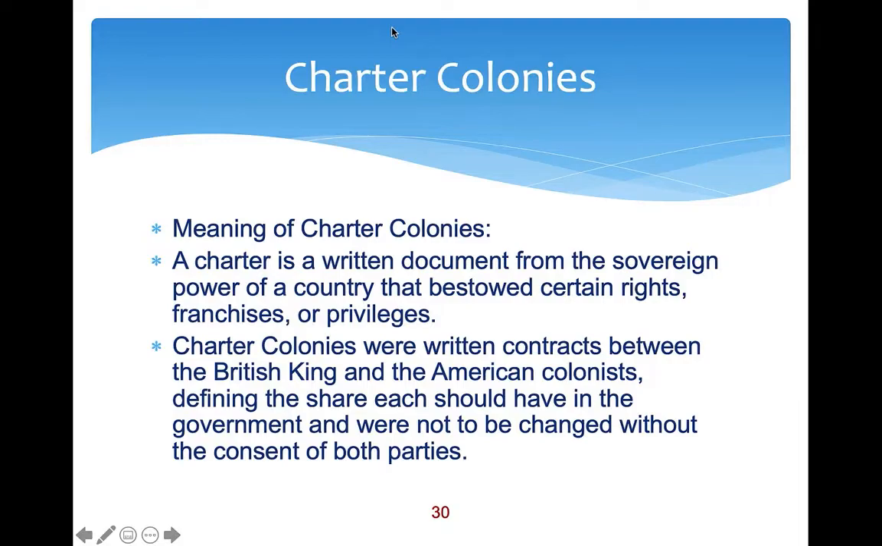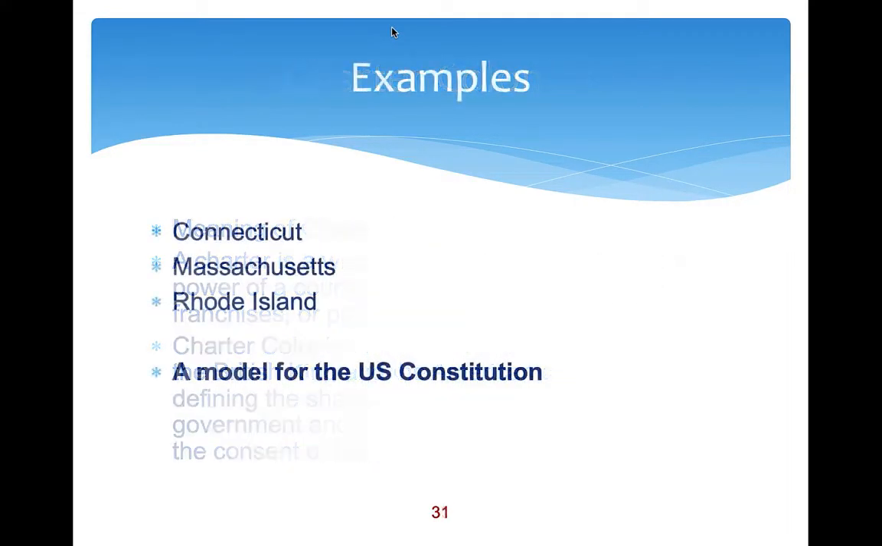And we also have charter colonies, right? A charter colony is governed by a written document. A charter might be some type of constitution or some type of rule of law. A charter is written from the sovereign power of a country that bestows certain rights and privileges to that colony. Charter colonies were written contracts between the crown and the American colonists, defining the share each should have in the government, and were not to be changed without each party consenting to that change. This was a model for the U.S. Constitution. And we see three states here that would be considered charter colonies.